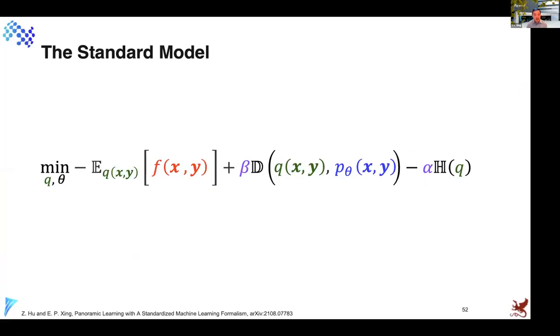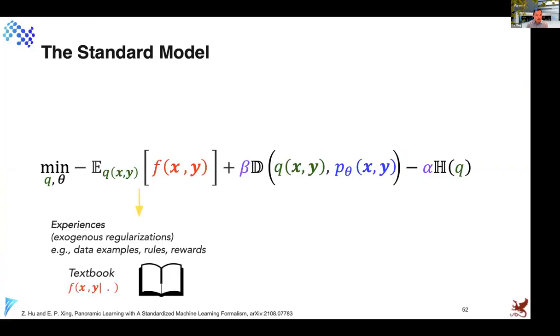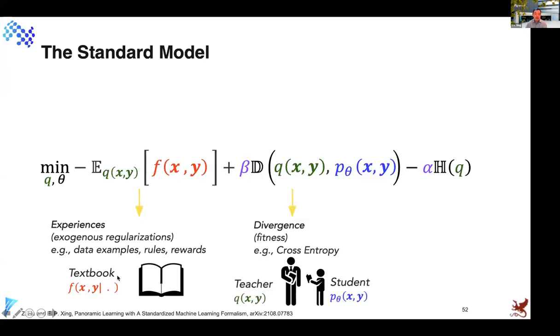And here is a proposal of such a model, which we call the standard equation. So it contains 3 parts. The first part is an expectation of what we call the feature or experience function over the distributions to be learned for the data. And this experience could include not just the data examples, but also many other complex experiences, such as logical rules, such as rewards, such as adversarial experiences. And in our paper recently published, we have specific mathematical formulas to show how to encode these different types of experiences. The second term is called the divergence term.